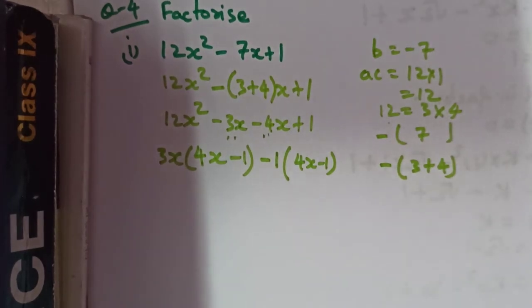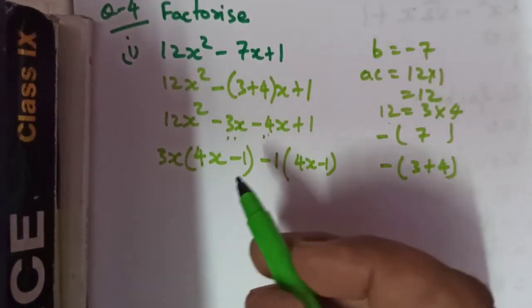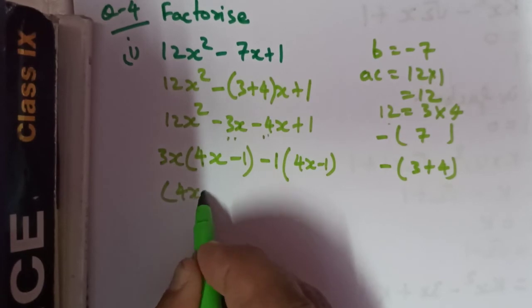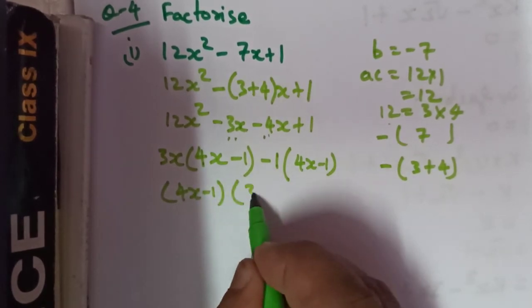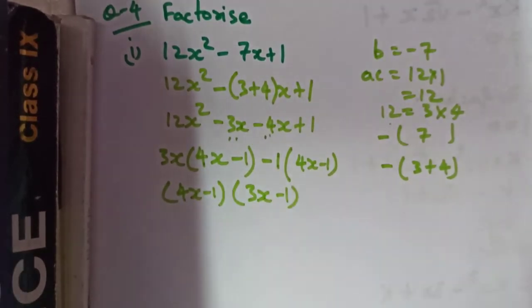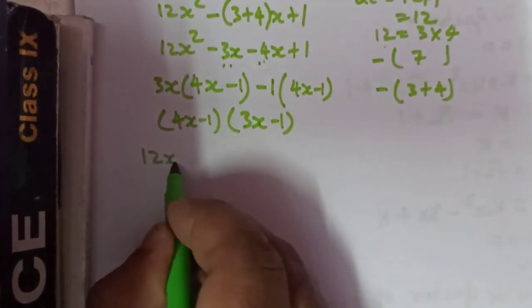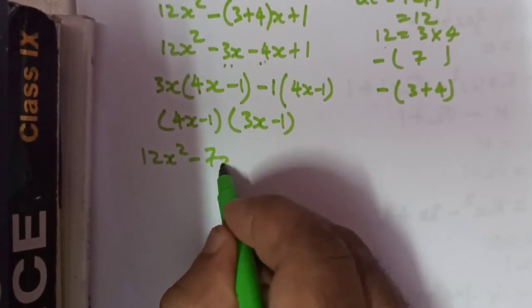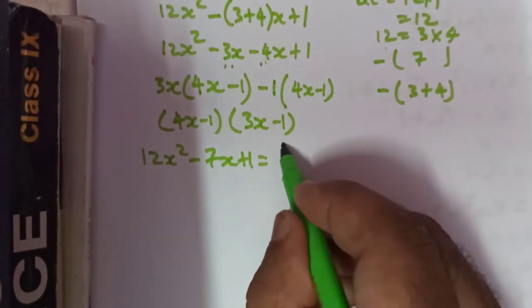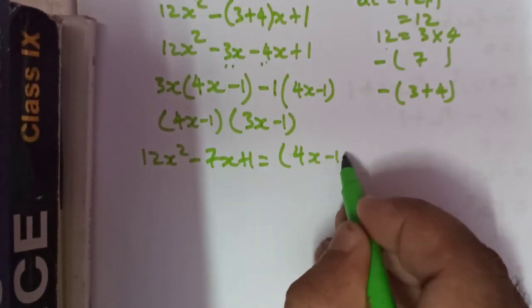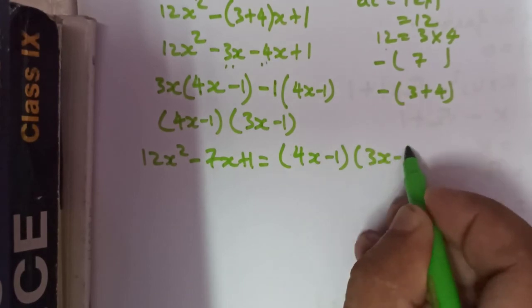Cross-checked. Okay, so now 4x − 1 is the common term, and the other term will be 3x − 1. So these are the two factors. That is, we can say that 12x² − 7x + 1 can be expressed as the product of (4x − 1) and (3x − 1).